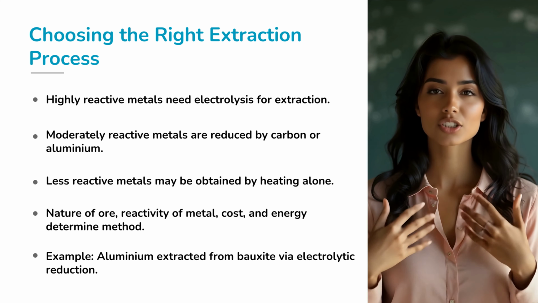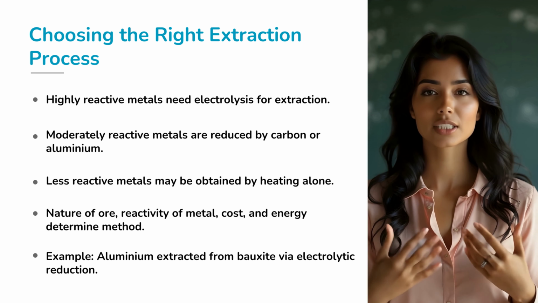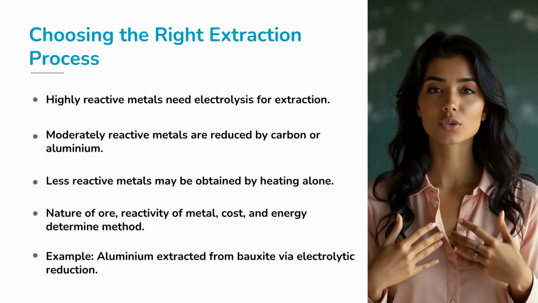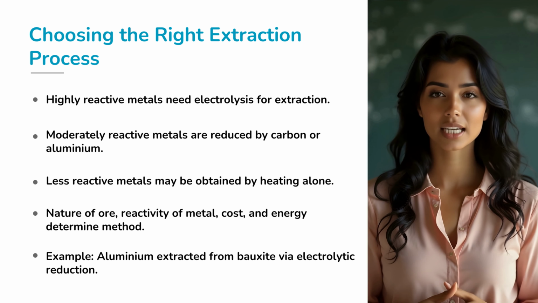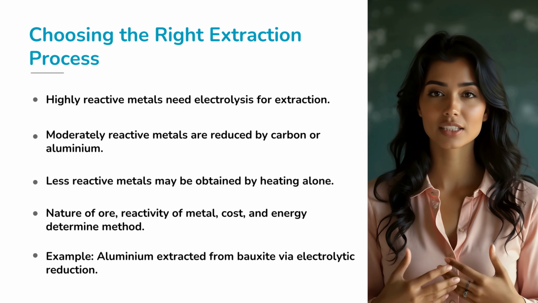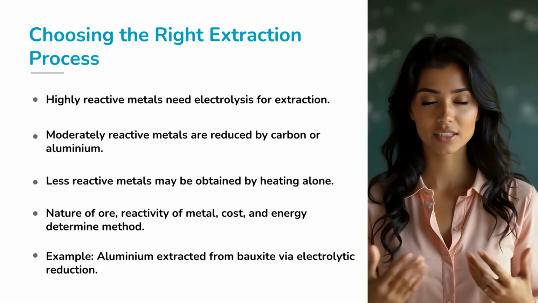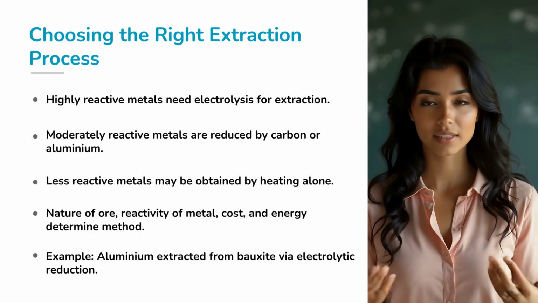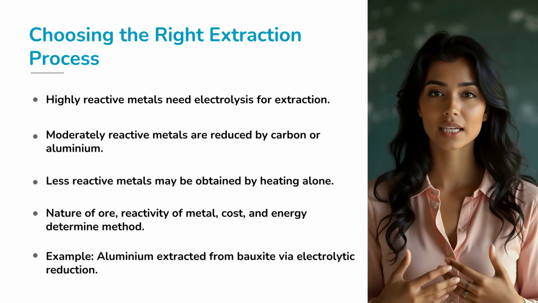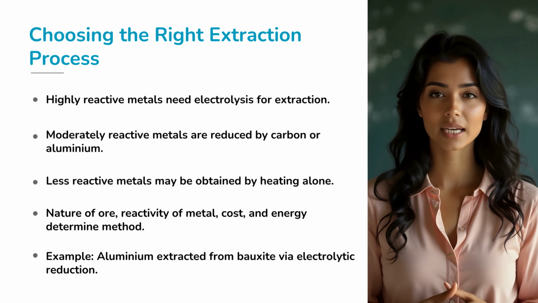Not all metals are extracted the same way. The method depends heavily on the metal's reactivity. The highly reactive ones like aluminium or sodium can't be reduced using carbon, we have to use electrolysis. Moderately reactive metals like zinc and iron can be extracted by heating with carbon or aluminium. And the less reactive metals, such as mercury or copper, can sometimes be extracted just by heating their ores. So, metal reactivity and ore type determine the most economical and efficient extraction method.